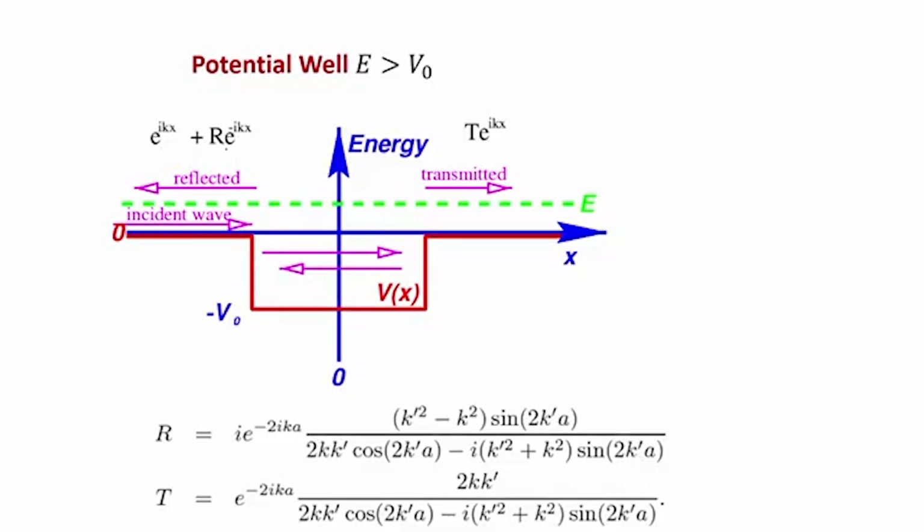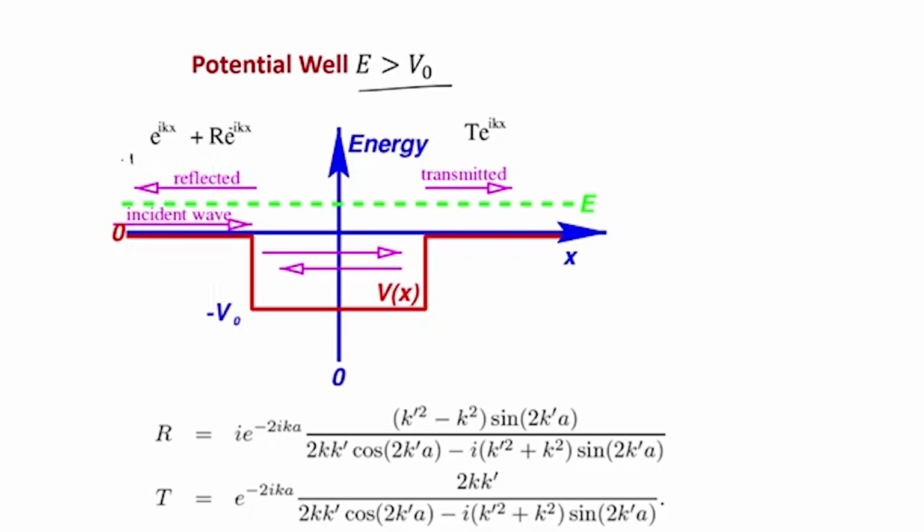Continuing along that line, we have these potential wells that are shown like this, where you have exponential ikx, r exponential minus ikx, and again t exponential ikx. Now, E is greater than V0, which is an easy case. The results for these reflection and transmission amplitudes are a bit complicated, but one can simply write down the solutions in the 3 regions.